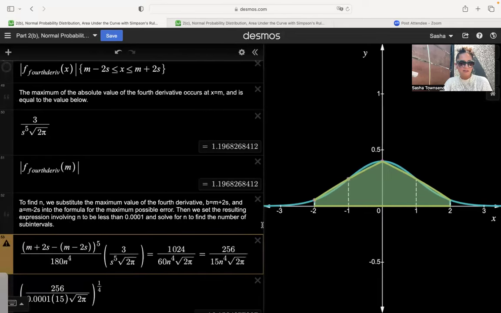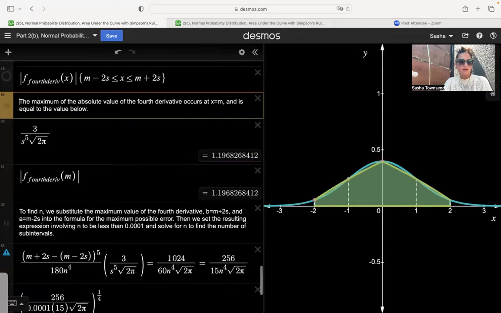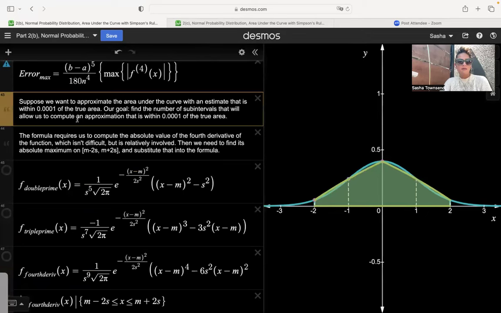And we say, okay, let's look at that error formula now. Our error formula said the upper bound for the error is b minus a to the fifth. And b minus a in our case is the mean plus 2 standard deviations minus the mean minus 2 standard deviations. So it's actually going to be 4 standard deviations to the fifth divided by 180 times n to the fourth, where n is the number of subintervals that we need, times this maximum. We found the maximum in terms of the standard deviation, and we can simplify this expression as well.